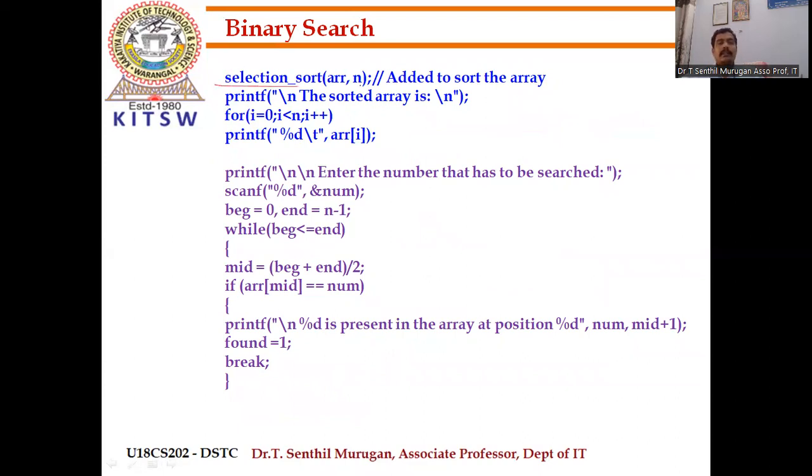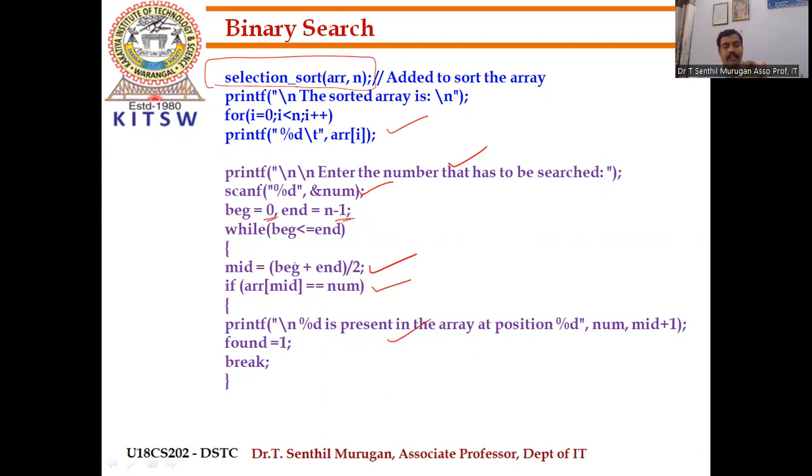Okay. So we have to sort the elements. Selection sort is chosen, and after performing the selection sort, it will produce the values in ascending order. After getting the ascending order, we have to find the element we want to search. That element we will take as num. Initially, the initial value will be 0 and the end value is n-1. So we have to find the middle value. If the middle value is equal to num, the search element is present.